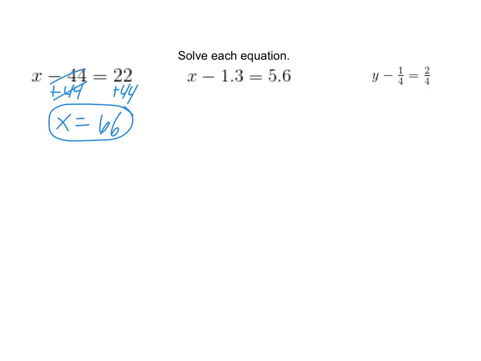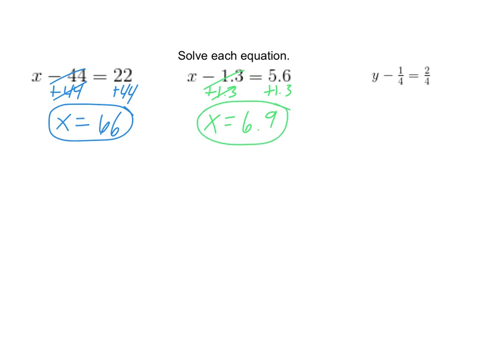X minus 1.3 is equal to 5.6. To undo minus 1.3, I add 1.3 to both sides. These cancel out. I'm left with just x on the left. 5.6 plus 1.3 gives me an answer of x is equal to 6.9.